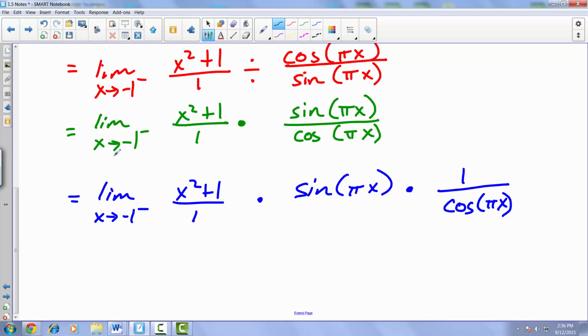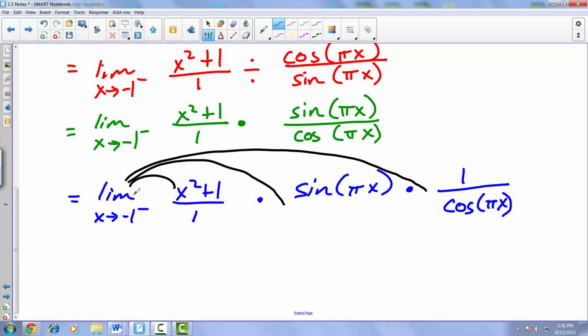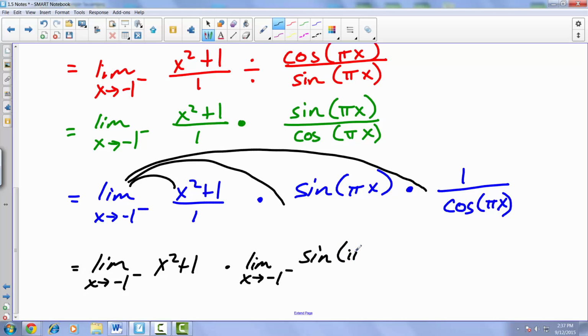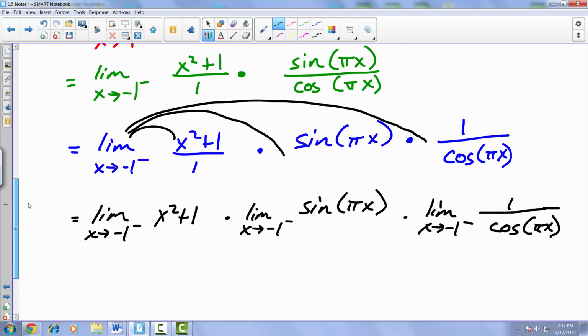So if we go ahead and apply our limits to all of them, again using that product property with limits, we have the limit as x goes to -1 from the left of x squared plus 1, times the limit as x goes to -1 from the left of the sine of pi x, times the limit as x goes to -1 from the left of 1 over the cosine of pi x. Now you could actually skip this step and just use direct evaluation, but again, I'm just being pretty thorough here.